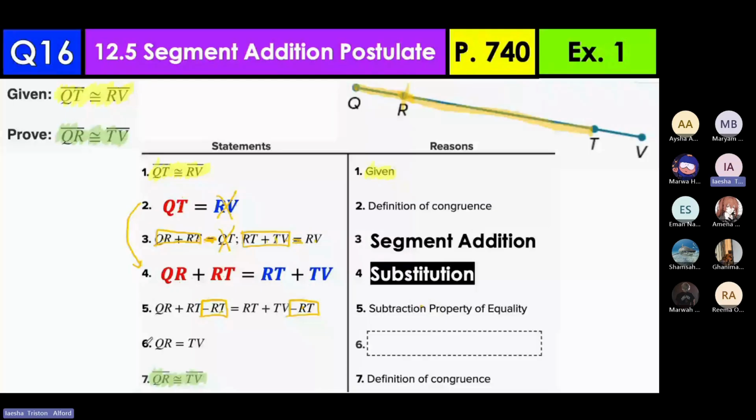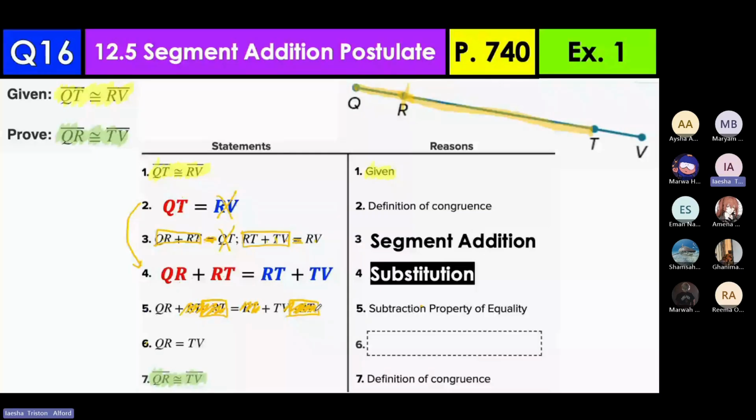From 5 to 6, what's happened? What's something that changed? Something that's new? Something that's deleted? They erased the RT. They erased this one. On both sides, they erased it.